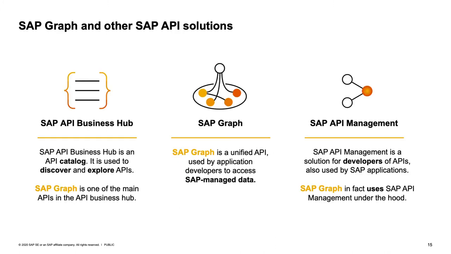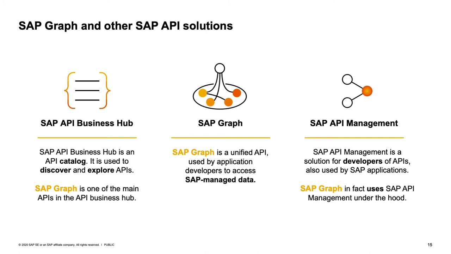And now we take a look at, before we look at the demo, let me first clarify something. This probably is a question everyone I talked to has asked. I want to make this clear before we go into a demo: how SAP Graph is different from other SAP API solutions. One of the questions that I've been encountering is how it is different from API Business Hub. It is vastly different.